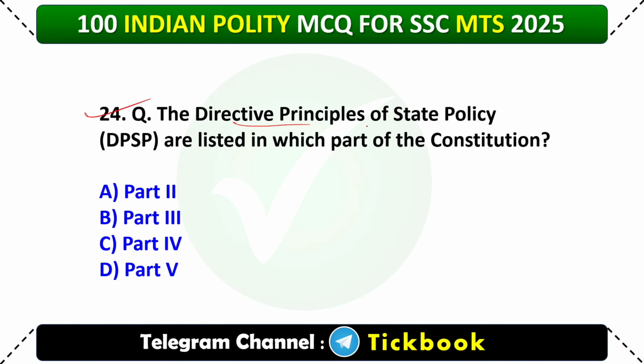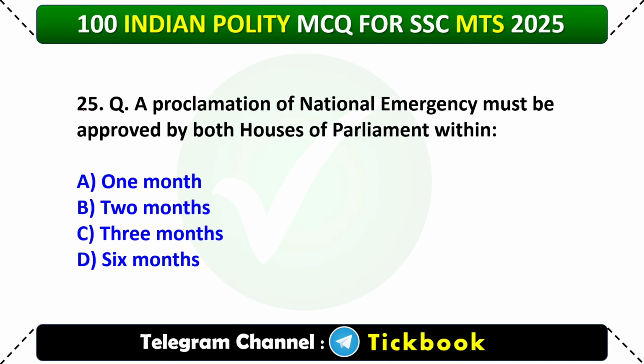24. The directive principles of state policy are listed in which part of the Constitution? Option number C, Part 4. 25. A proclamation of national emergency must be approved by both houses of Parliament within? Option number A, 1 month.